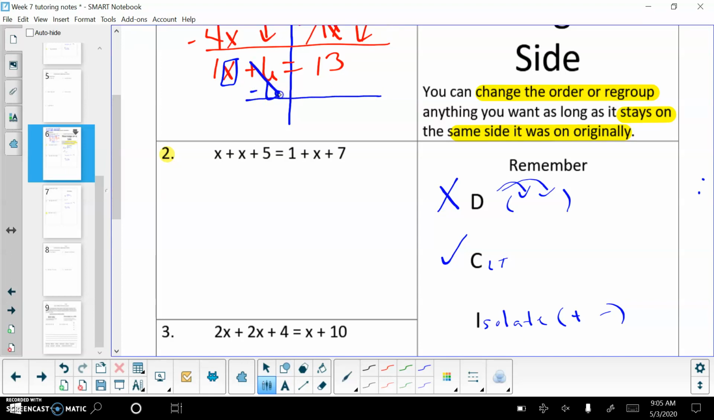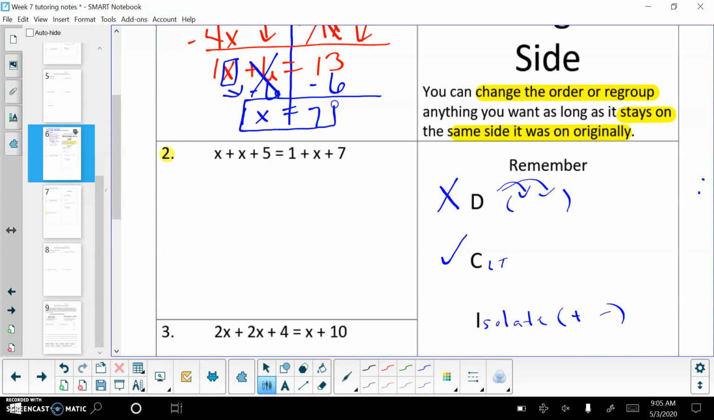And 6 minus 6 is 0. But then I have to do the same thing on the other side. The thing with the both sides from before still applies. So now I've got 13 minus 6 is 7. I'm just going to bring down my 1x. And 1x is the same as x.